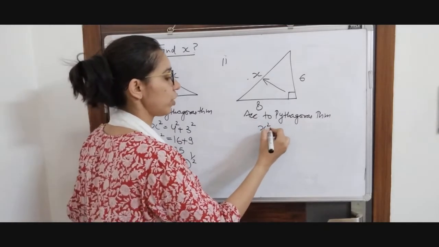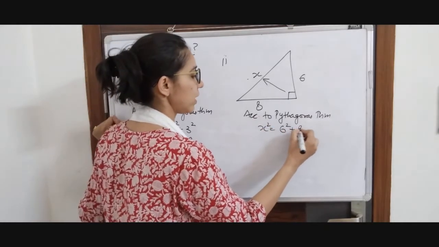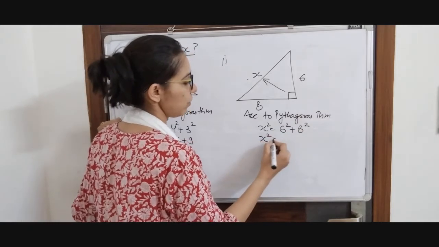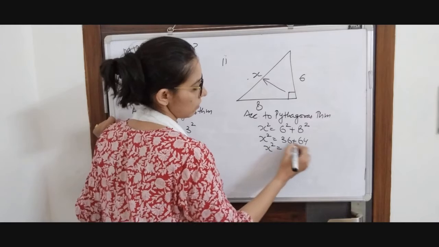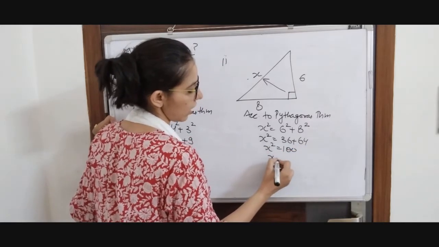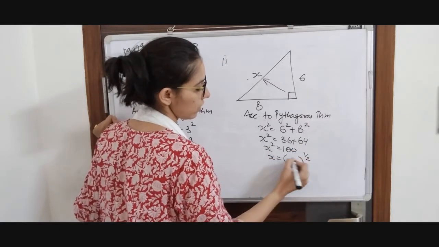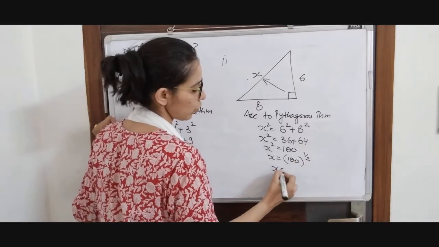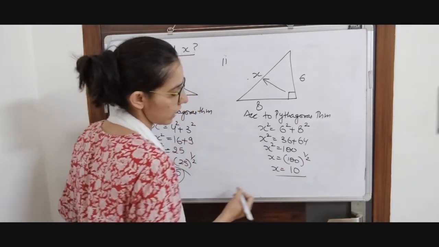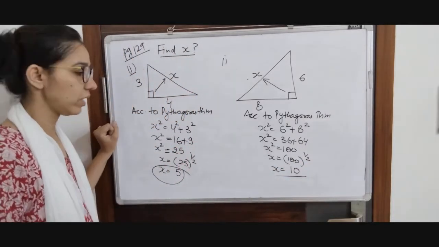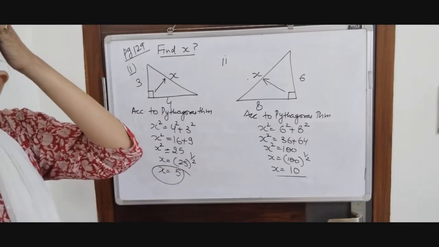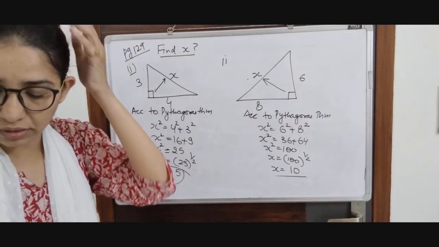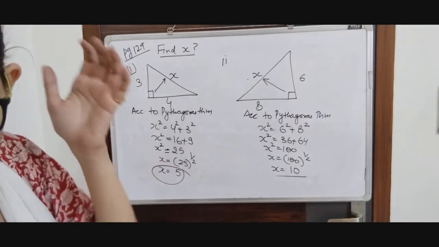Okay, so x square is going to be 6 square plus 8 square. So x square will be 36 plus 64. So it will be 100 and your x will be square root of 100. So square root of 100 is plus minus 10. We are going to take 10 because a side can't be negative. So your x is going to be 10. So similarly, we can find out the value of x in the third part.